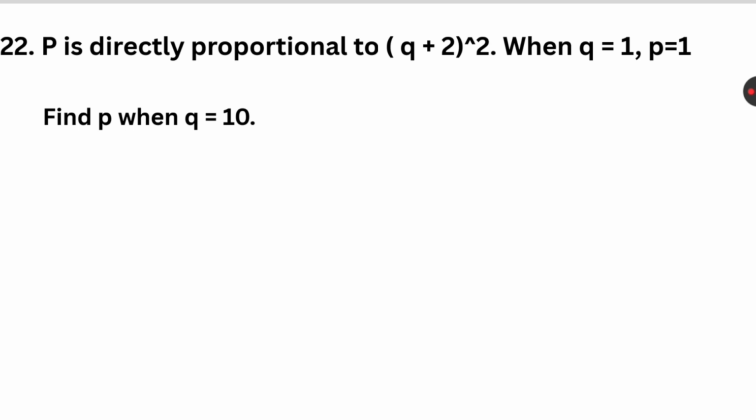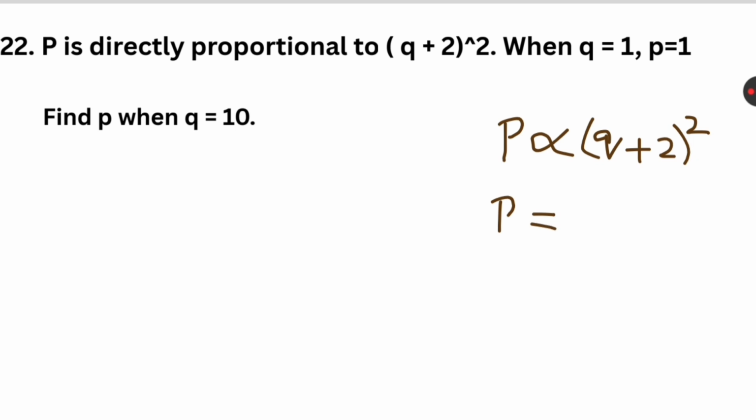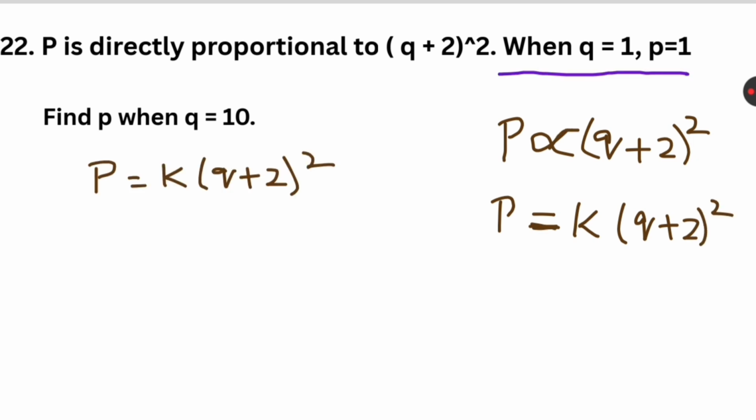P is directly proportional to q plus 2 whole raised to the power of 2. So if you want to write in equal form, that means you have to multiply something to our q plus 2 whole raised to the power of 2. So when q equal to 1 and p equal to 1, p is directly proportional to q plus 2 whole raised to the power of 2. We need to find p. To find p, first we need to find k. So for that you need to apply q and p values here. So first let's find the k.